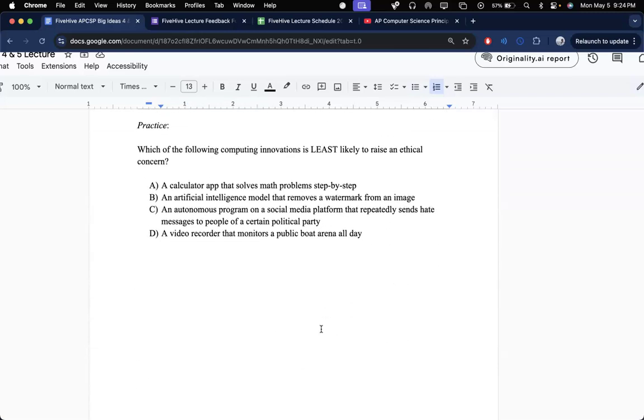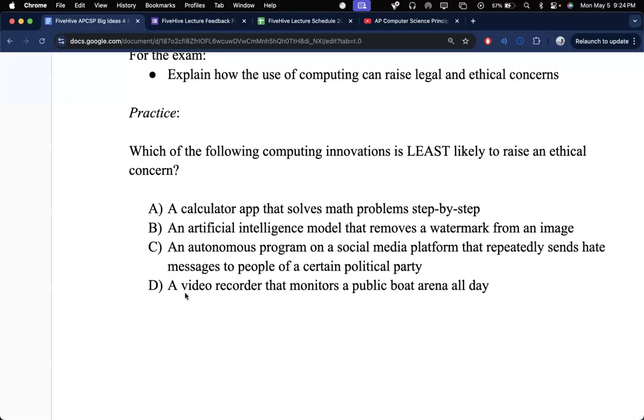So let's do a practice question then. Which of the following computing innovations is least likely to raise an ethical concern? This is pretty similar to something that you could see on your test, I would say. Let the votes roll in. Yeah, so it looks like we're pretty much all saying A. I would agree with that.